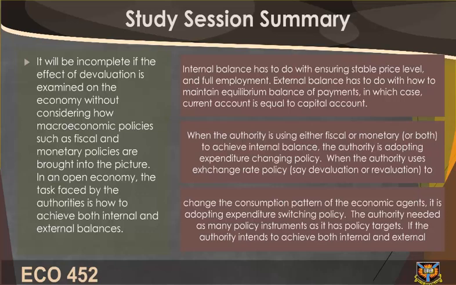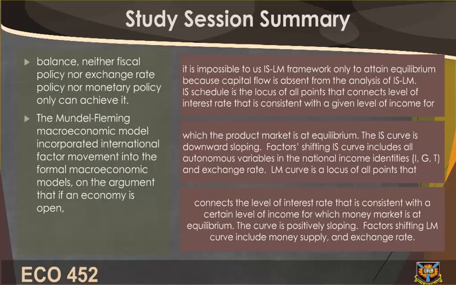The authority needs as many policy instruments as it has policy targets. If the authority intends to achieve both internal and external balance, neither fiscal policy, nor exchange rate policy, nor monetary policy alone can achieve it. The Mundell-Fleming macroeconomic model incorporated international factor movement into the former macroeconomic models on the argument that if an economy is open, it is impossible to use the IS-LM framework only to attain equilibrium, because capital flow is absent from the analysis of IS-LM.